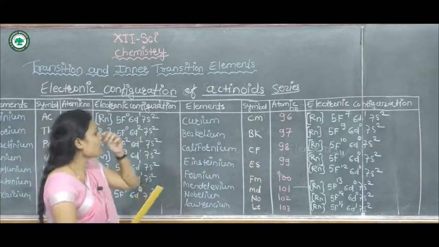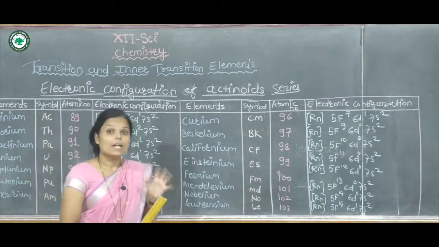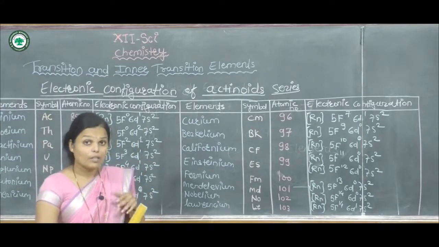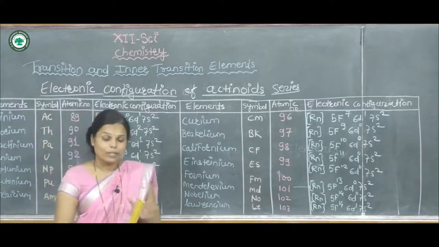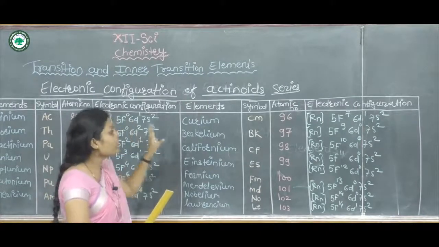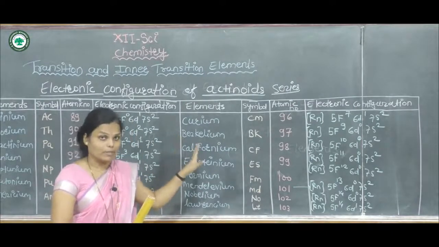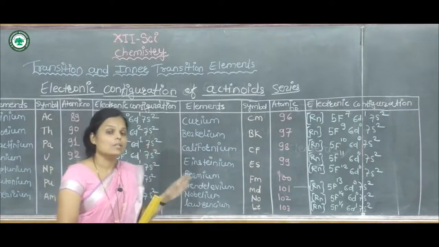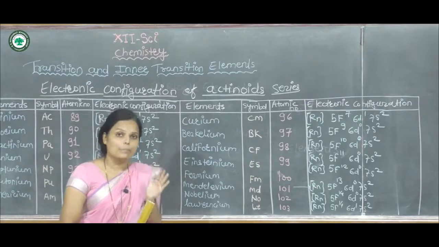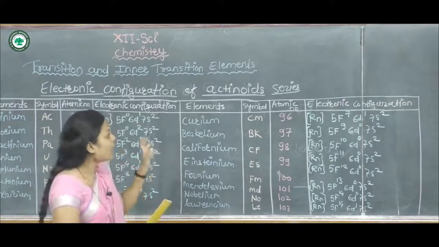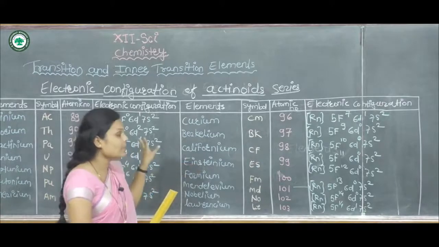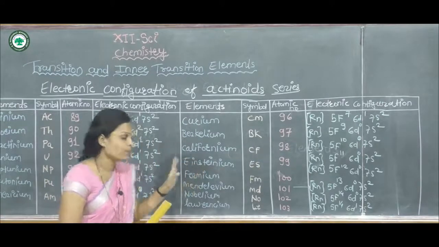Now this is the actinide series, in which most elements are not found in nature, and they are man-made elements. The actinide series has 14 elements, and those are man-made elements. They are reactive. All of these elements are radioactive.